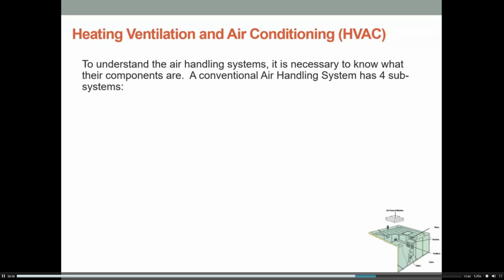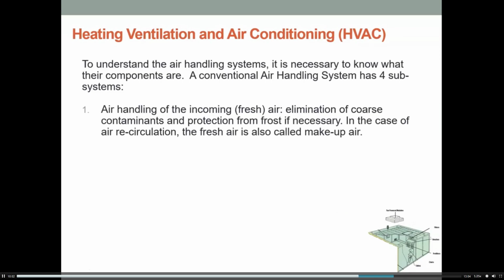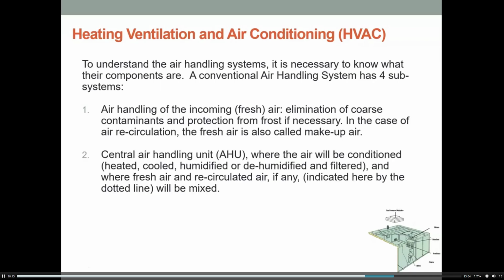To understand the air handling systems, we need to know what the components are. So a conventional air handling system has 4 subsystems. The first one is the air handling of the incoming or the fresh air. So this eliminates coarse contaminants and protects from frost if necessary. And in the case of air recirculation, the fresh air is also called make-up air.